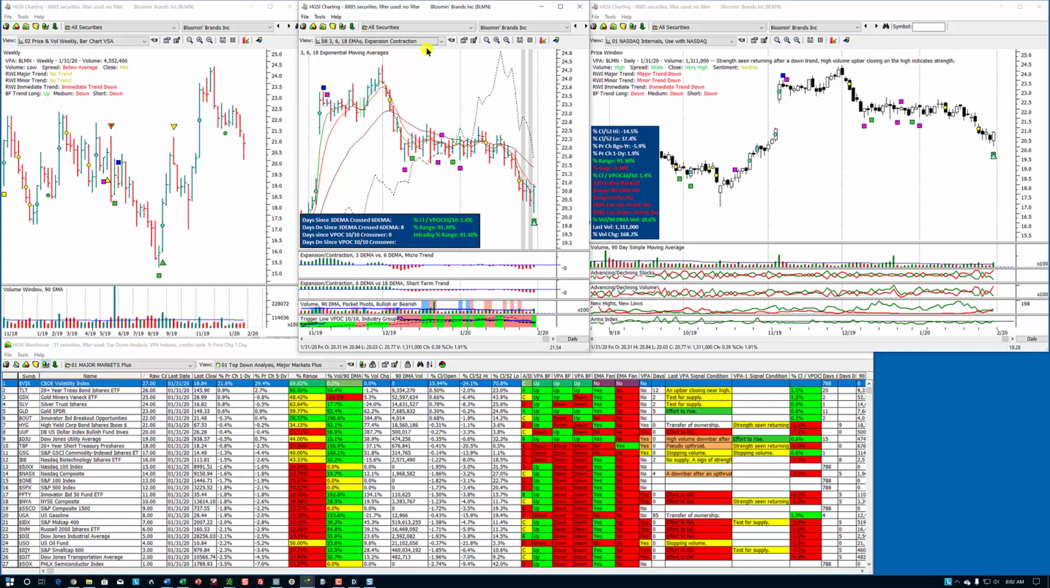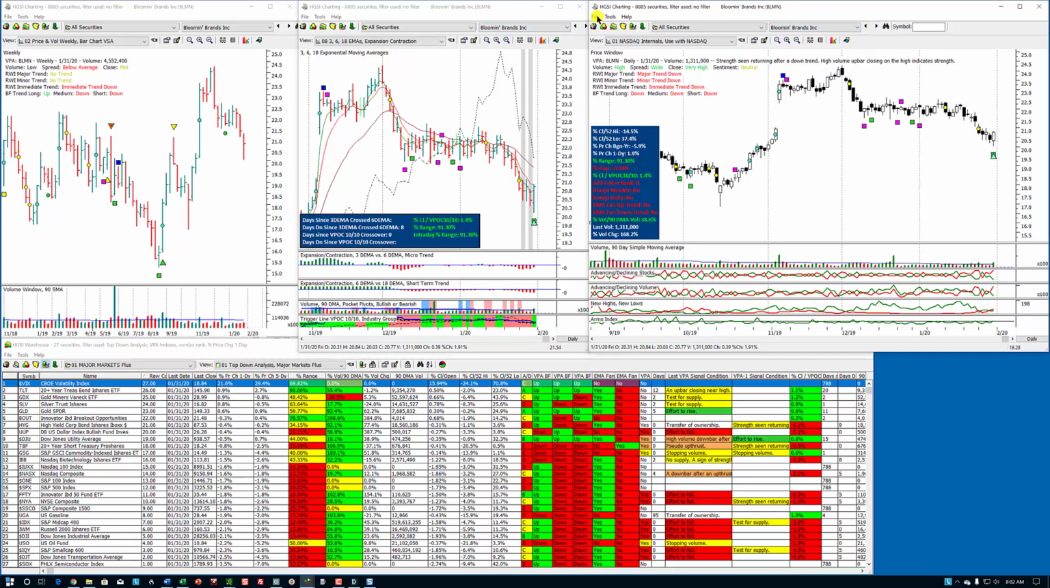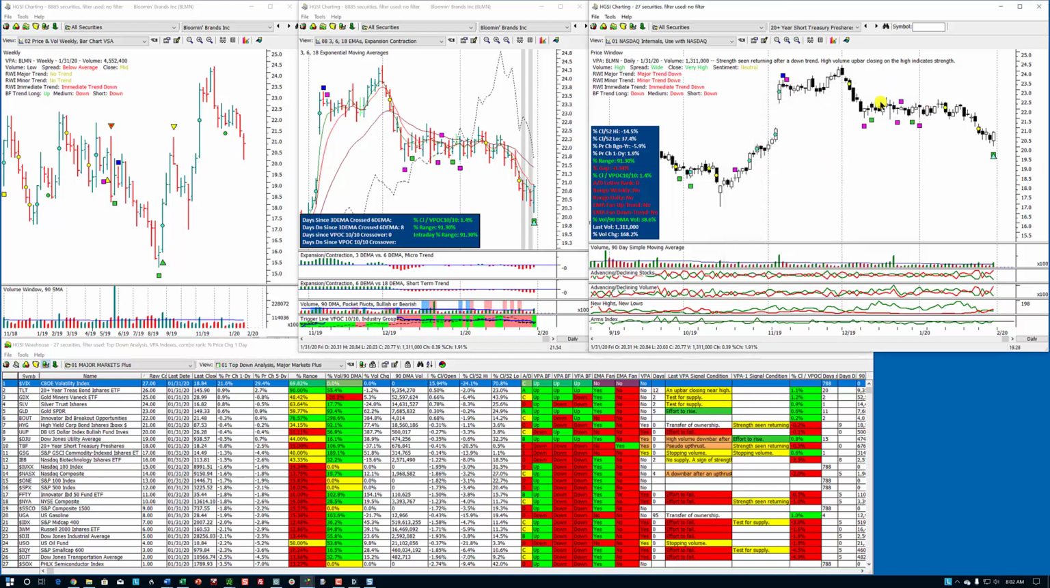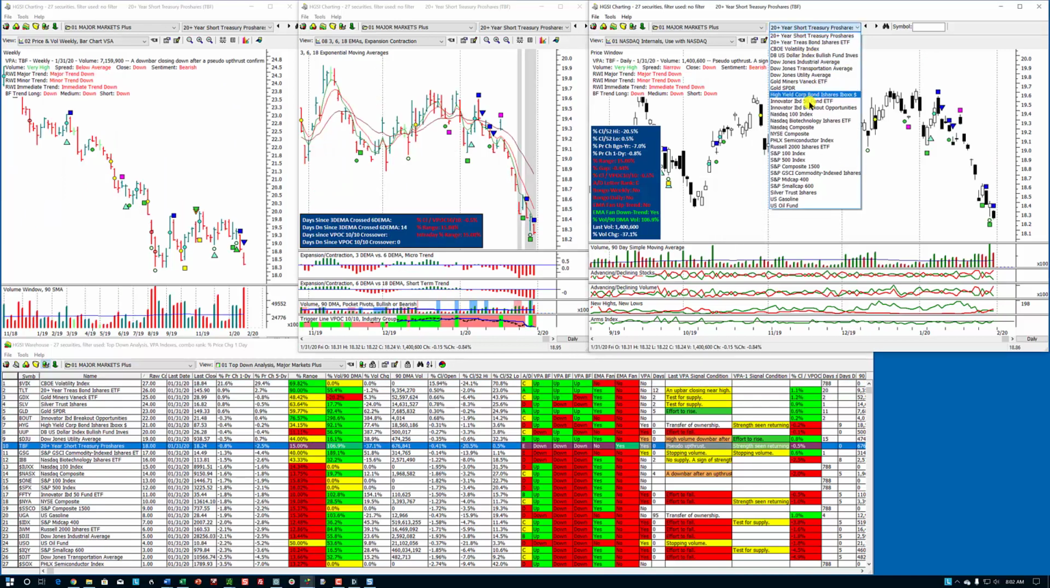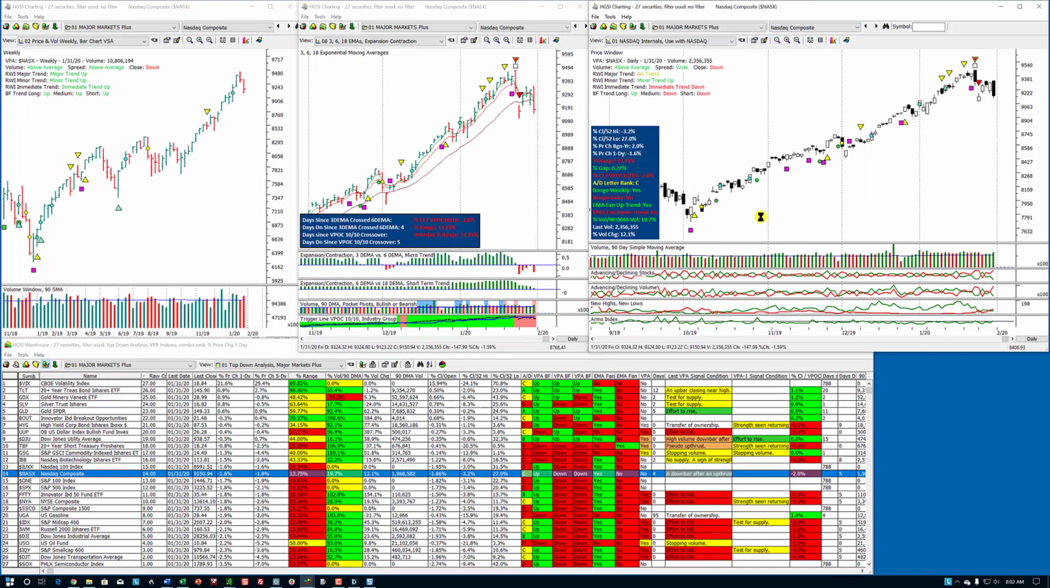mode. I'm doing too much talking and not enough observing. Market analysis user groups. I need to go to my Major Markets Plus here, and I'm going to bring up the NASDAQ composite. Okay, so what this does is it gives us insight into what is happening with expansion contraction.